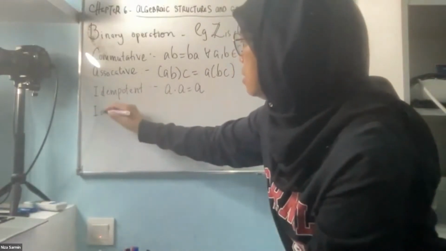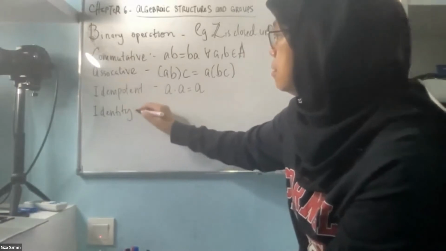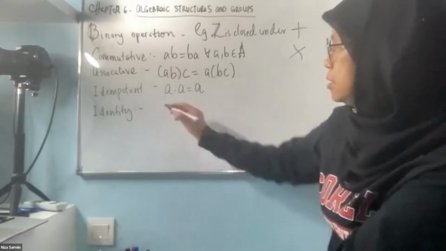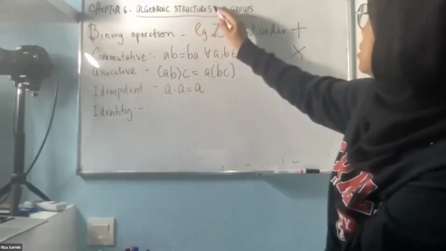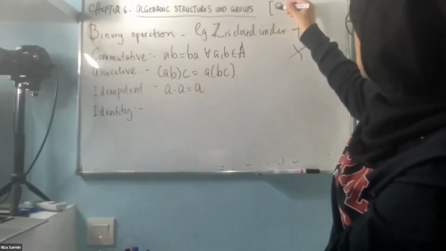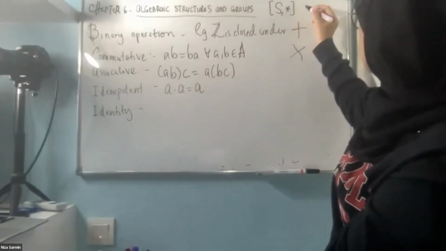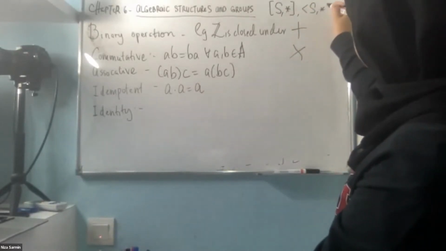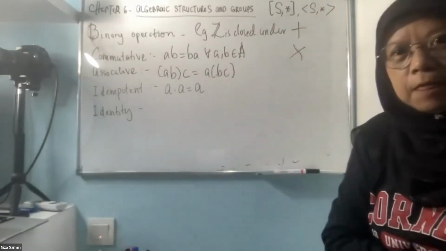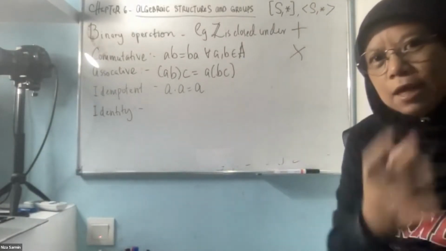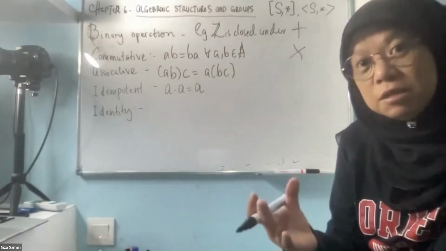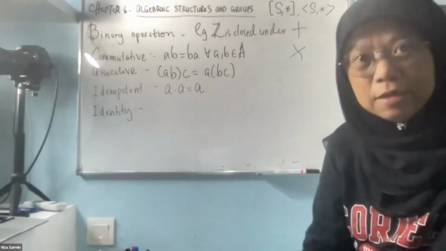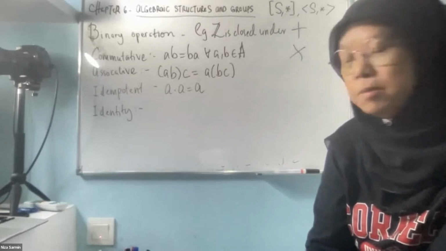Next, identity. Sometimes we write the algebraic structure this way; it depends on the book. The algebraic structure is the set and the operation. Sometimes an algebraic structure has more than one operation. Later on, a ring has two operations, plus and multiplication.